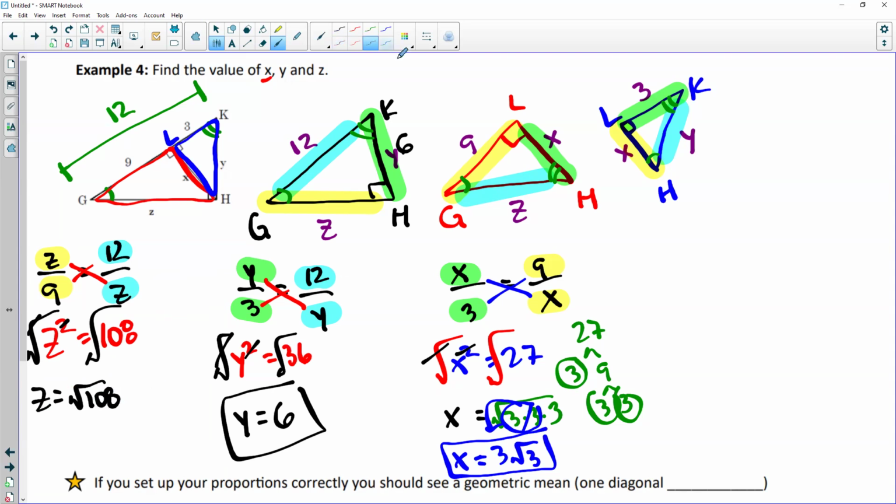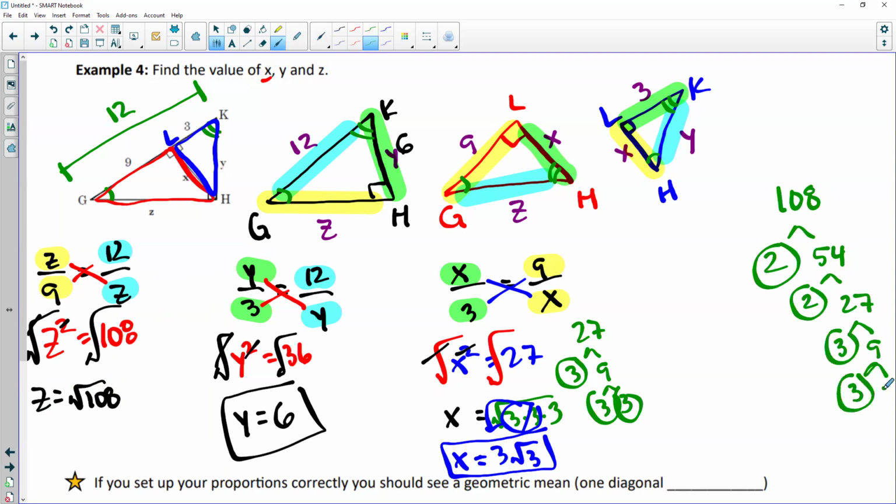The 108 can get broken down into 2 times 54. 54 can get broken down into 2 times 27. 27 gets broken down into 3 times 9. 9 is 3 and 3. So this square root of 108 will end up becoming 2 times 2 times 3 times 3 times 3.